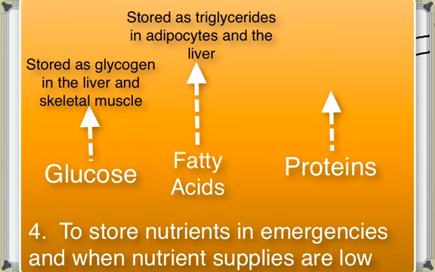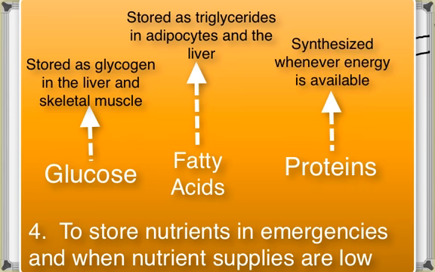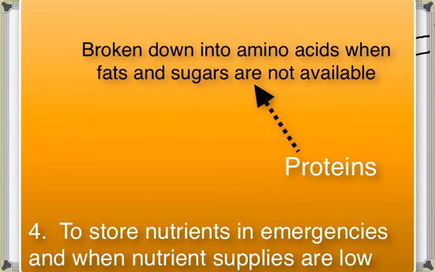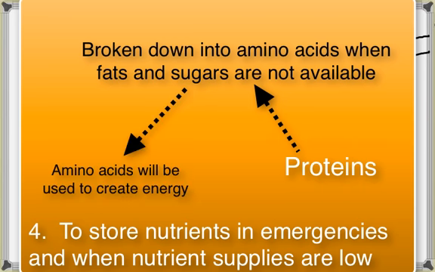Proteins are the most abundant organic components of the body, and they perform a variety of vital functions for the cell. Proteins are synthesized whenever energy is available. However, when glucose or fatty acids are unavailable, proteins will be broken down into amino acids, and the amino acids will be catabolized to create energy. So the primary function of proteins is not as an energy source, but they can be used to create energy as a last-ditch effort if fats and sugars are not available.